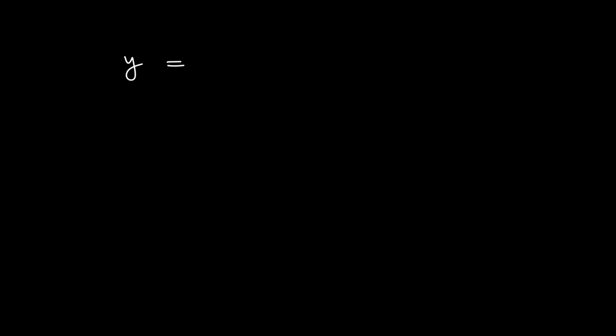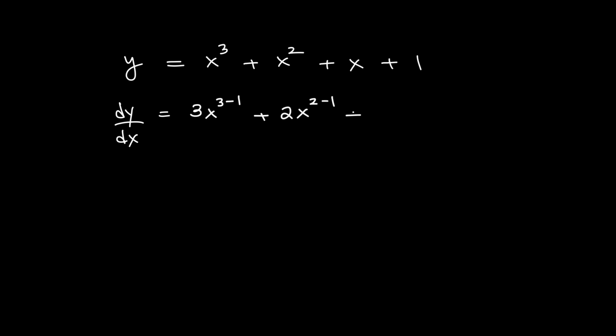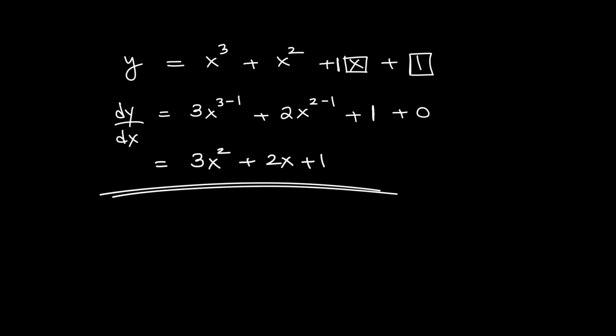Something like y equals x cubed plus x squared plus x plus 1. Therefore, dy by dx, differentiate each term separately. So we have x cubed becoming 3x^(3-1), x squared becoming 2x^(2-1). The derivative of x is simply the coefficient, which is 1. The derivative of a constant is 0. Simplify it out. This is 3x squared plus 2x plus 1. That is the expression for dy by dx. This is also known as the gradient function.